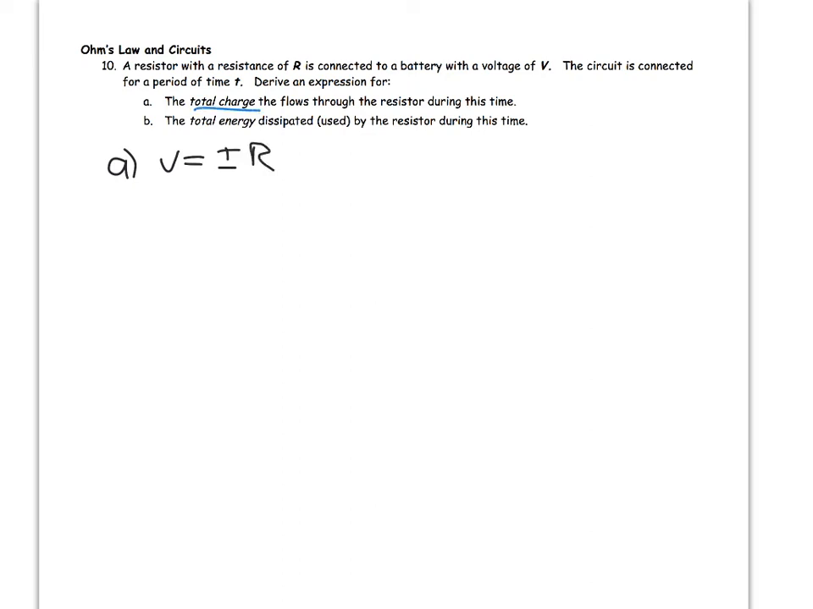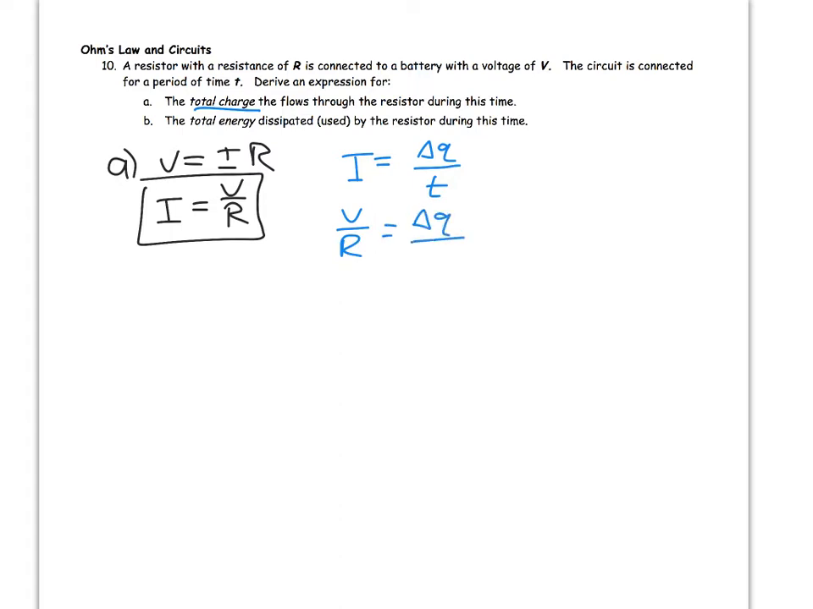But the first thing I can find is the current. And so the current is going to be equal to V divided by R. So that's the value for my current. I then know that current is equal to the amount of charge that flows through in a given time. So I can sub in for that current: V over R is equal to the amount of charge over t, and I can ultimately solve for the amount of charge, delta Q, which is going to be Vt divided by R.